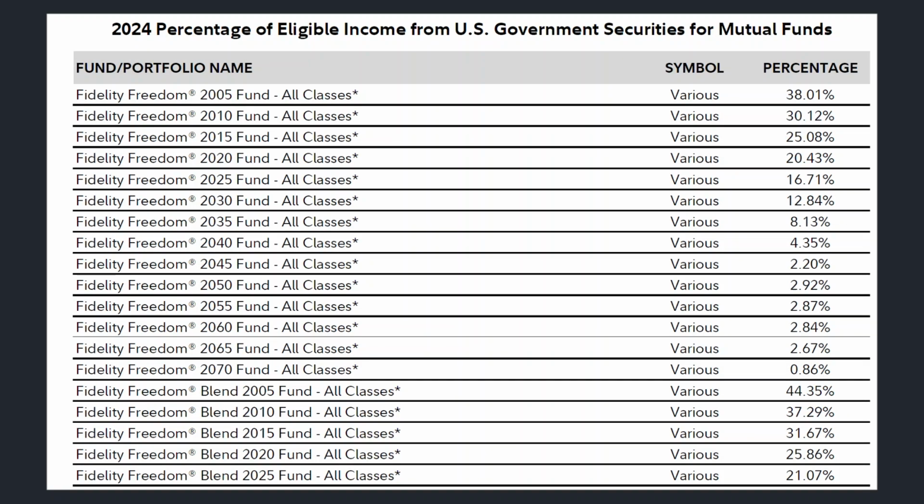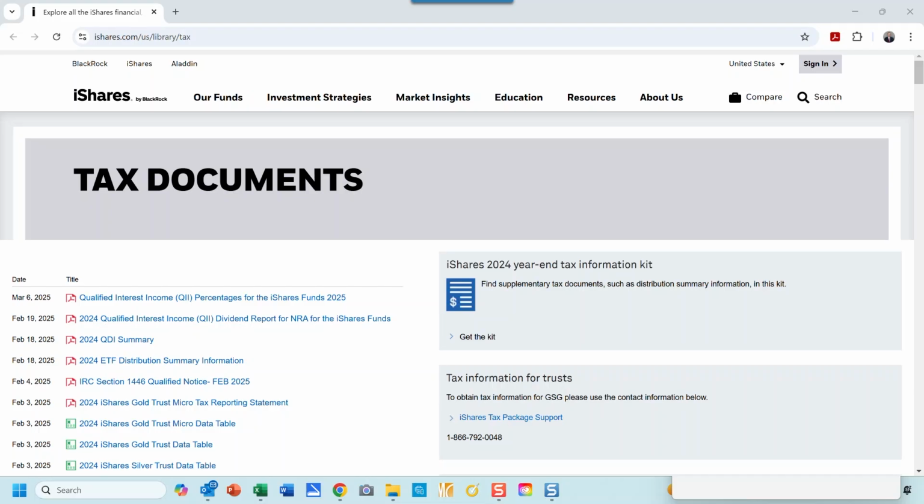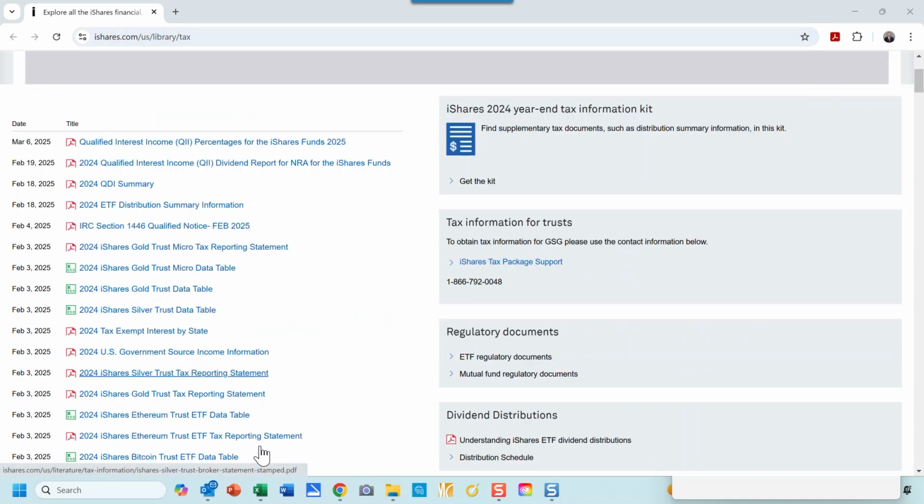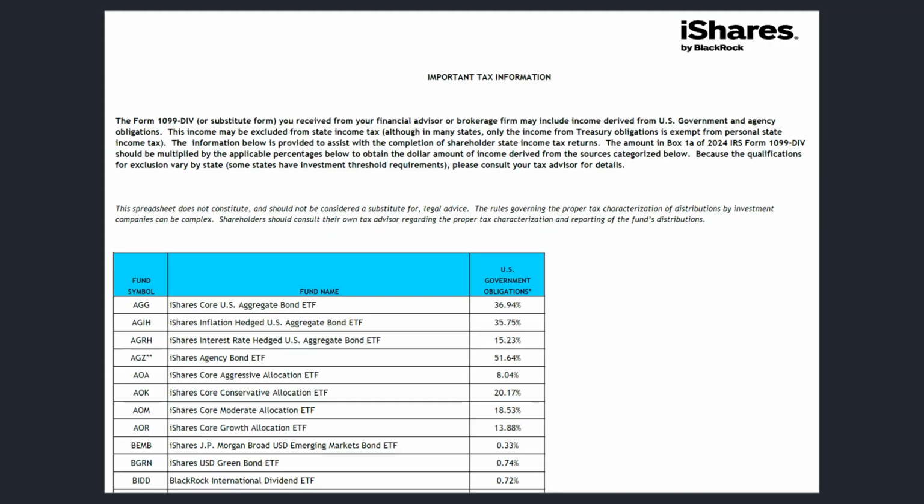For those of you who own Fidelity Freedom Funds, notice that every single one of them has US government securities interest. If you have investments with iShares ETFs, you'll need to go to their US tax library, scroll down, and then click on the US government source income information file. When you open the file, you're going to see a list of ETFs and the corresponding percentage of the dividend that came from US government securities.